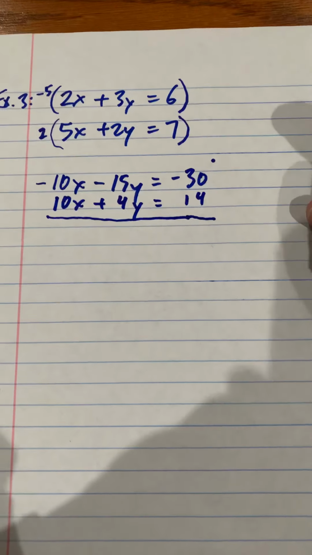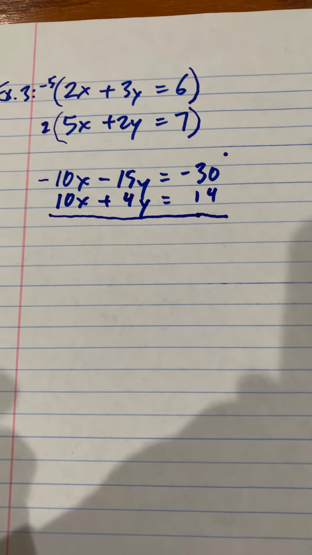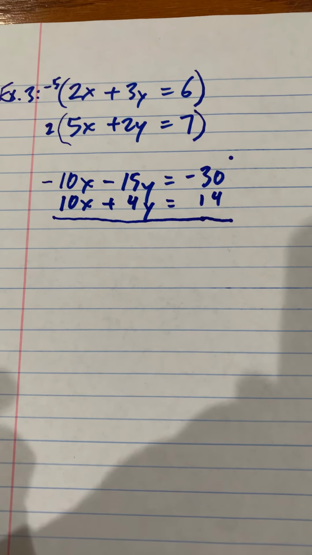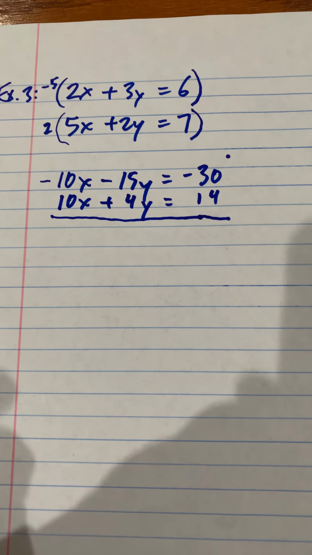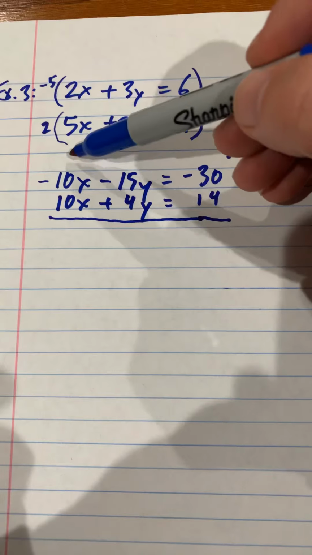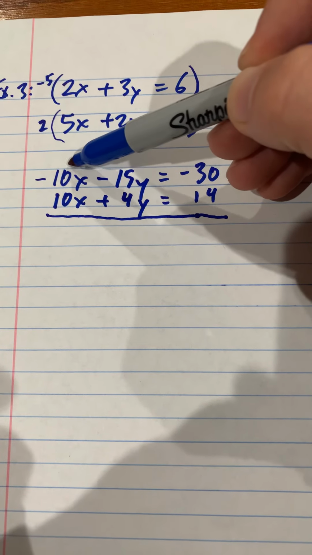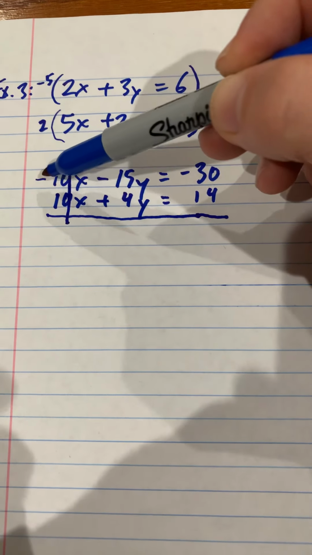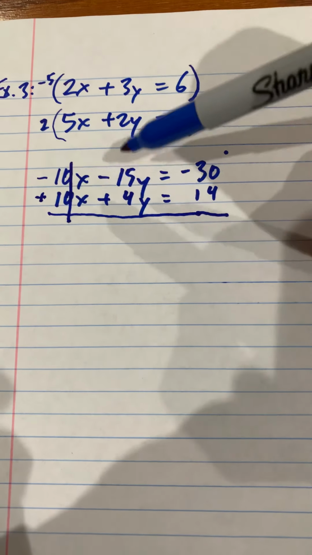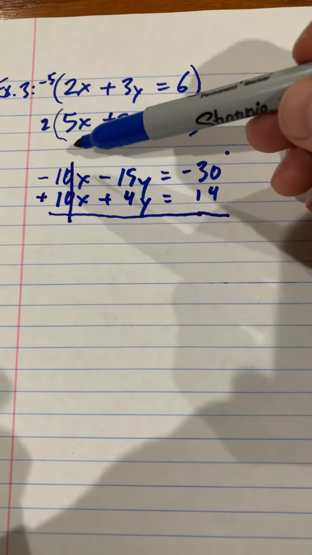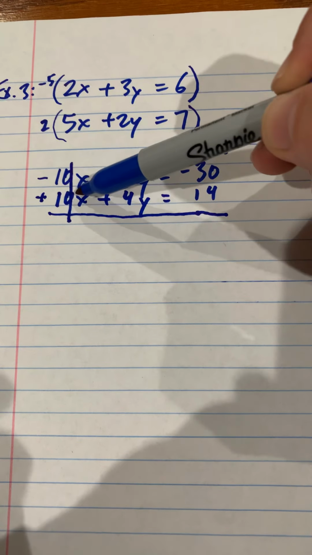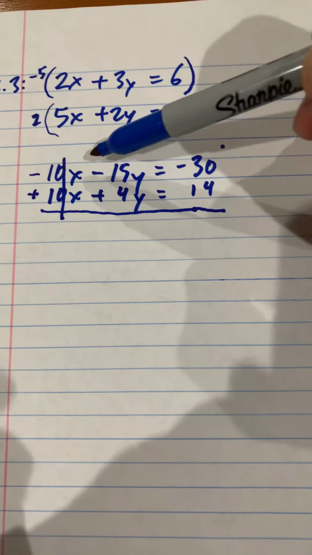Okay? Now, do you see why I multiplied the top equation by negative 5 and the bottom equation by positive 2? Hopefully you see it, because what did that do? That created a situation where I can cancel out my first term, negative 10 plus 10. So remember, we're adding these together, okay? We're adding. Negative 10x plus 10x gives me 0. It cancels out. That's what I want.